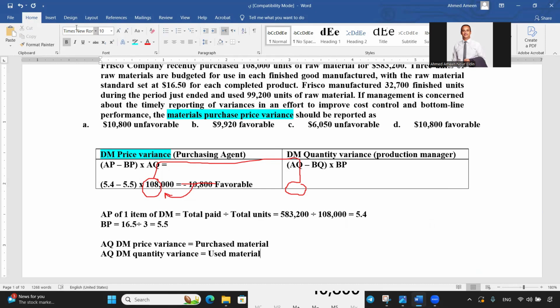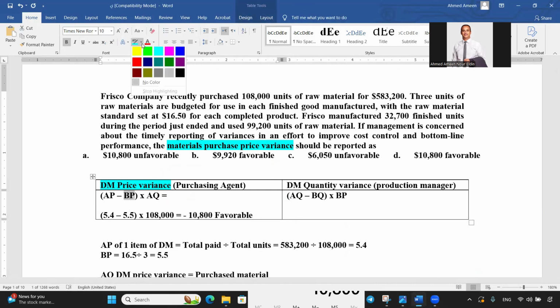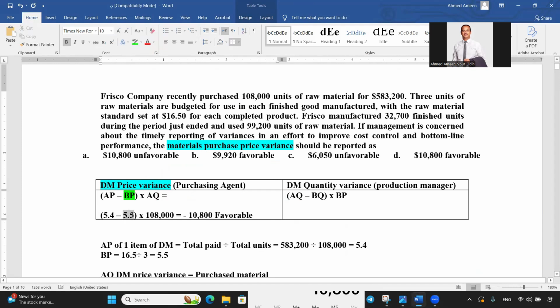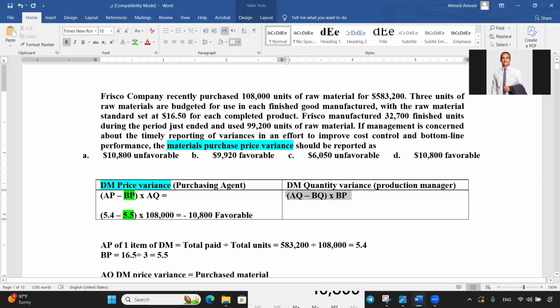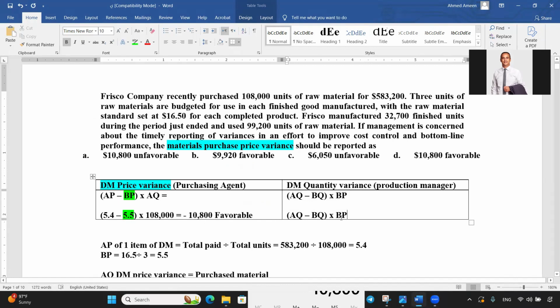Let's see how we will calculate this equation. After that, we can use the budgeted price here, which is equal to 5.5. It will be the same amount on the other side. We will write it here. The budgeted price will be 5.5, colored with the green color in order to fix it with you that it is the same amount. Okay, where is the actual quantity?